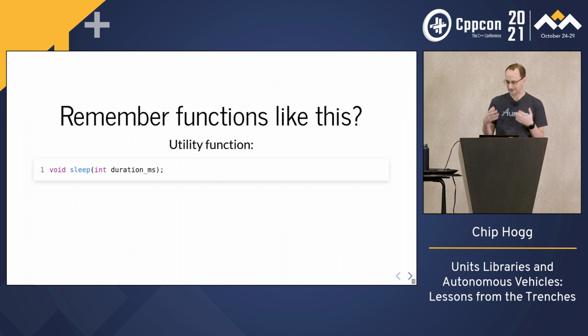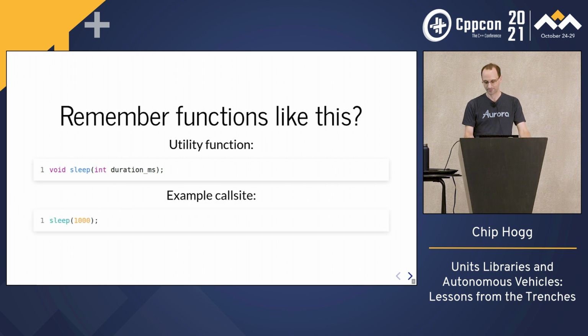Let's start with an example of the kind of code we used to see all the time. We got a sleep function which takes a duration, and it helpfully labels the units for that duration as milliseconds. But when we read a call site in a random part of the codebase, it just says sleep 1000. 1000 what? This kind of interface is a bug waiting to happen, and it typically doesn't wait very patiently.